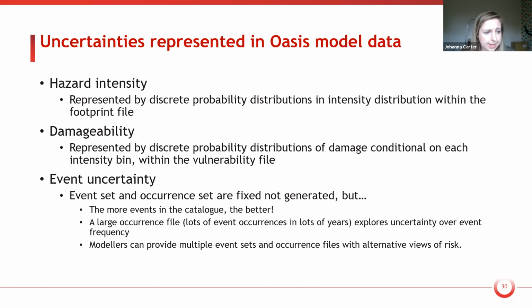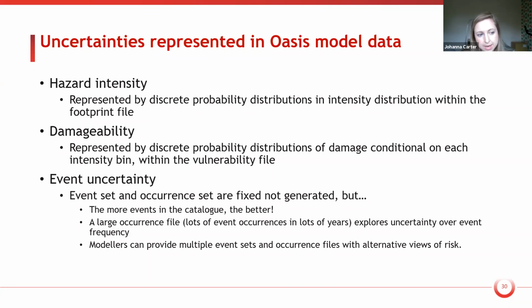The hazard intensity is represented by discrete probability distributions, and that resides in the footprint file. Damageability is represented by discrete probability distributions of damage, conditional on every intensity bin, and that sits within the vulnerability file. So both of these things are sampled, as I'll move on to in the next slide.